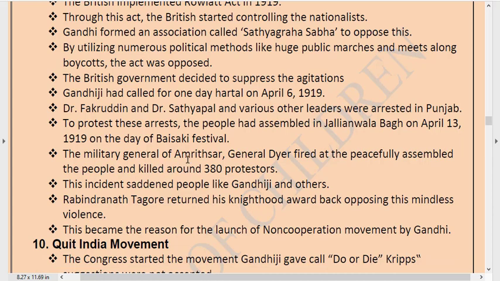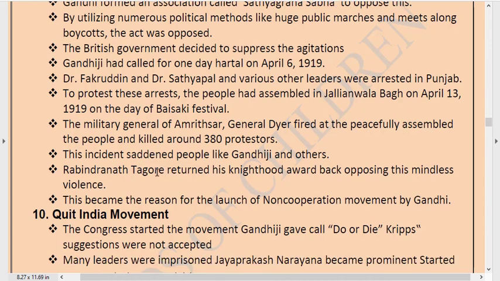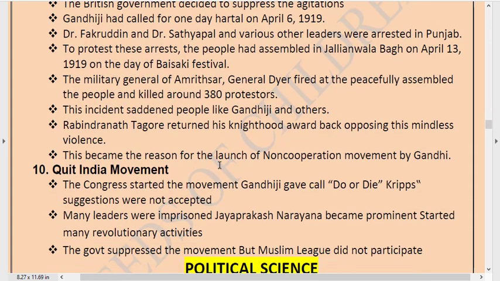The military general of Amritsar, General Dyer, fired at the peacefully assembled people and killed around 380 protesters. This incident saddened people like Gandhiji and others. Rabindranath Tagore returned his Knighthood award, opposing this mindless violence. This became the reason for the launch of the non-cooperation movement by Gandhi.